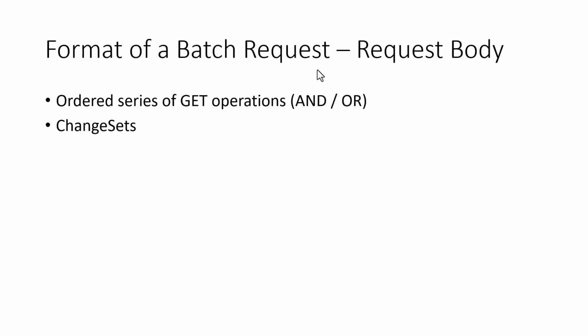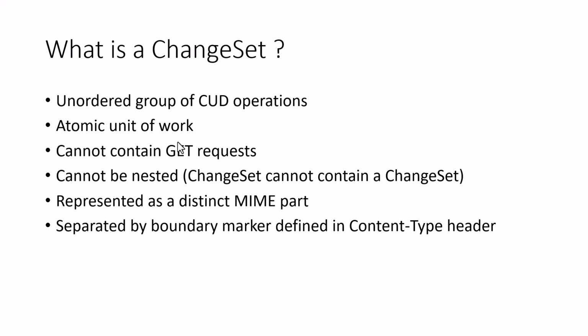So the request of the batch itself, the request body itself, can have get operations, and in addition to get operations, it can have change sets as well. We already know what a get operation is. It's just a get on some entity set. But what is a change set? A change set is an unordered group of write operations. So it cannot have a get operation inside the change set, but the change set can have multiple update operations or create operations or a combination of create, update, delete operations within the change set.